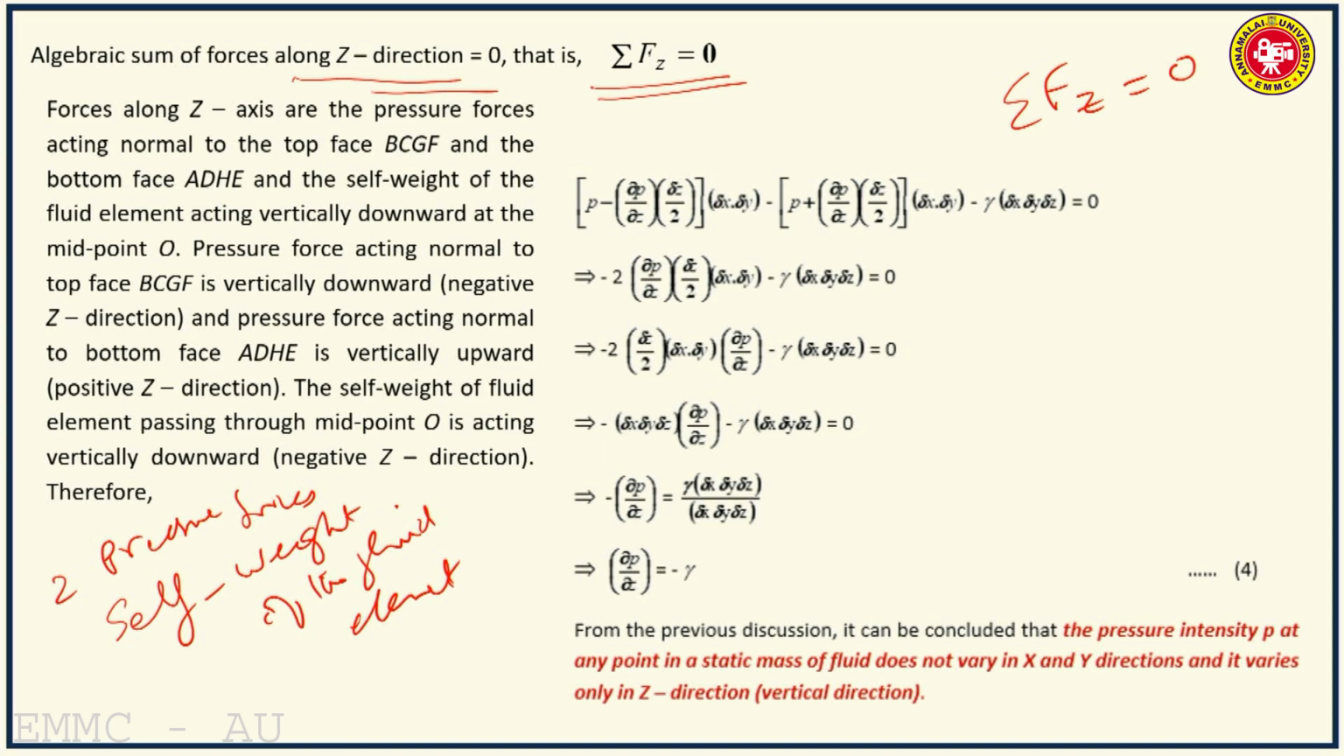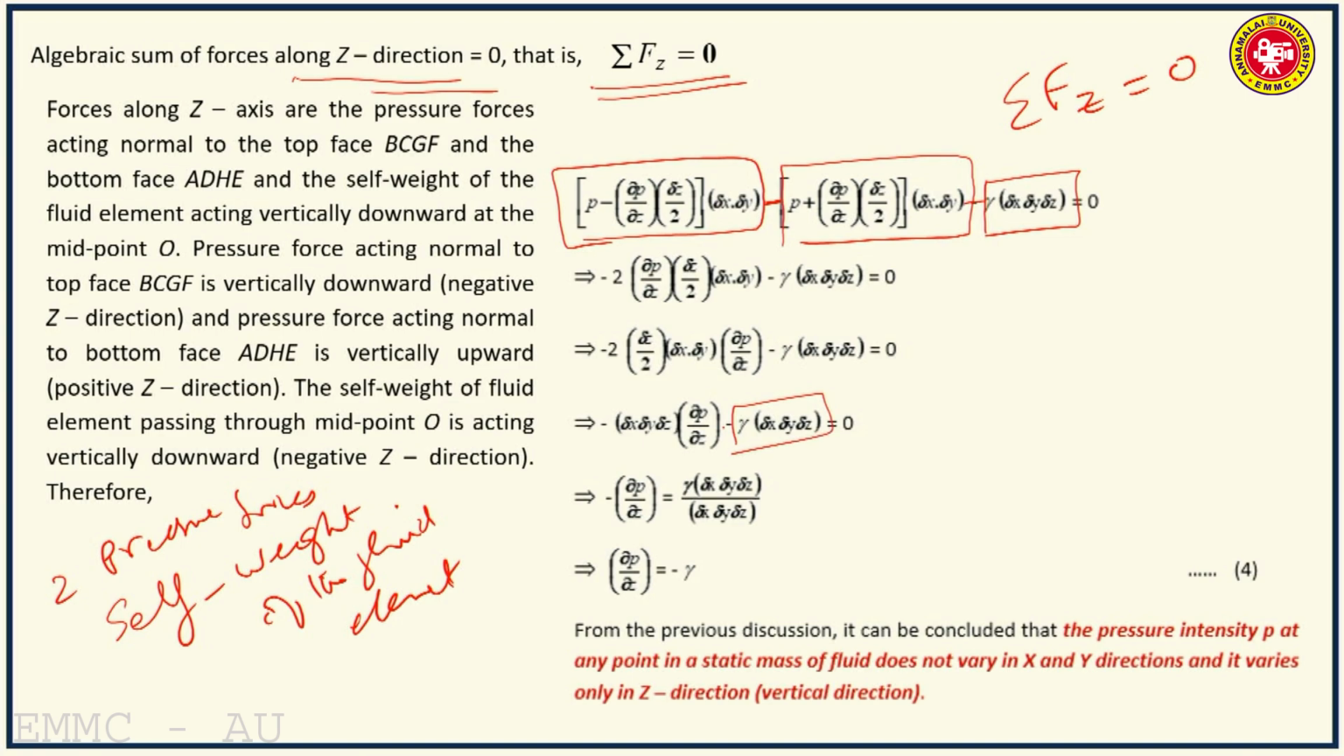So P minus ∂P/∂z δz/2 δx δy is the pressure force acting normal to the bottom face. Minus, this is the pressure force acting on the top face, normal to the top face in vertical downward direction, therefore minus. Then minus, the self weight of the fluid element is acting vertically downward, so minus, equal to 0. So when you simplify this, you get minus δx δy δz multiplied by ∂P/∂z, which gives the variation of pressure intensity in z direction, minus the self weight of the fluid element equal to 0.